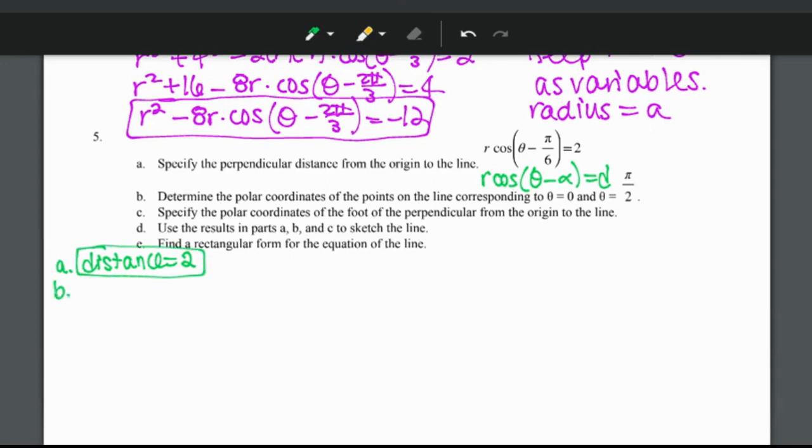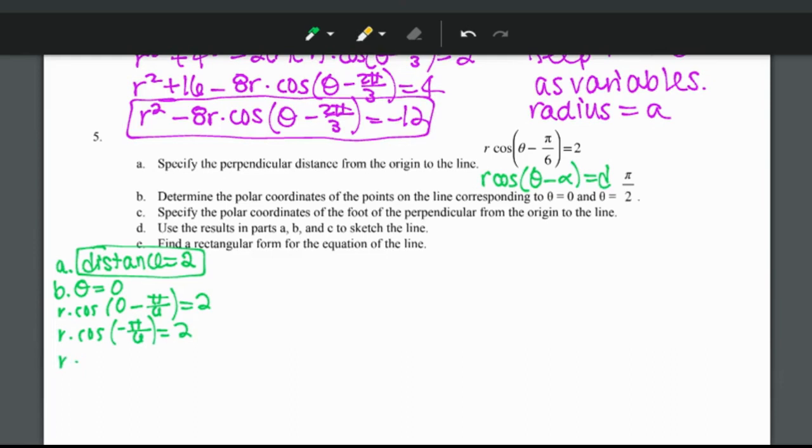For part B, it says to determine the polar coordinates of the point on a line corresponding to theta equals 0, and then theta equals pi over 2. So for theta equaling 0, we're just going to substitute. So we've got r times cosine of 0 minus pi over 6 is equal to 2, and we just need to simplify. So we've got r times cosine of negative pi over 6 is equal to 2, and now we need to think about what would happen on our unit circle.